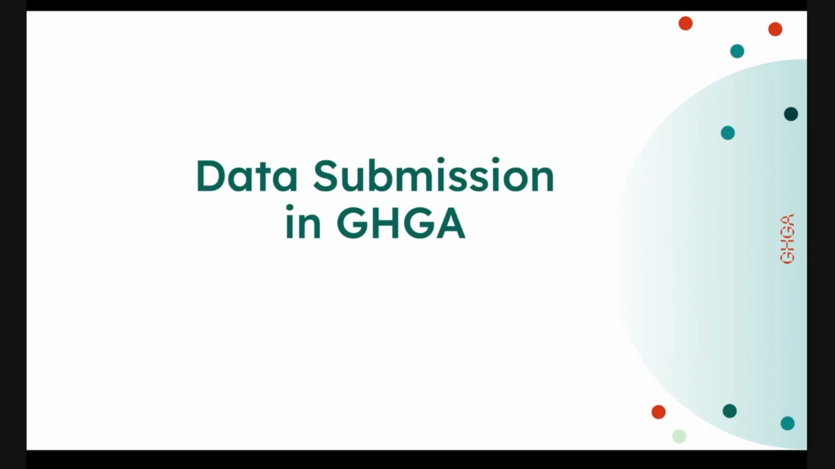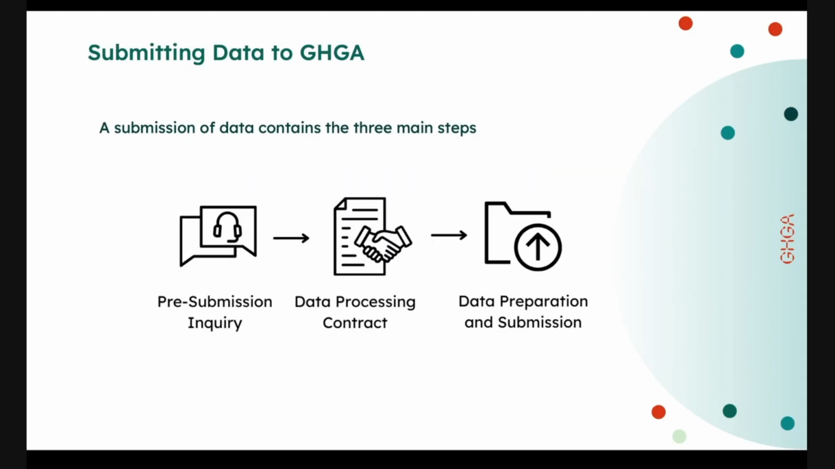So now I will quickly walk you through the submission process involved in GHGA. It's a fairly simple process. It has mainly 3 steps. One is when you want to submit data to us, we first ask you to fill in a pre-submission inquiry form with very few questions on what you want to submit with us, to see if you're on the right platform to submit the right type of data.